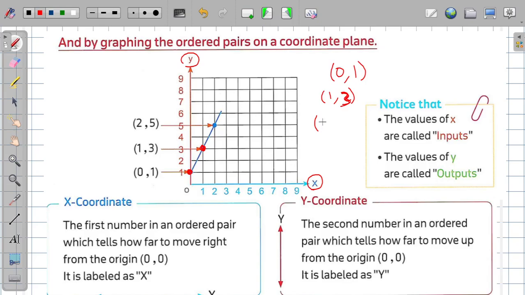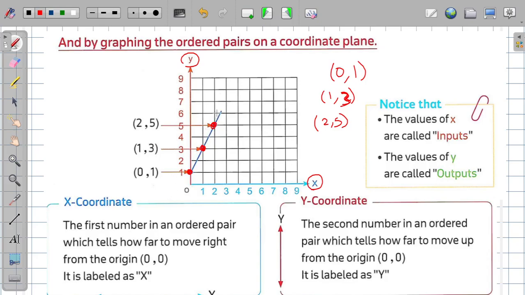The third ordered pair here is 2 and 5. So I will go right to 2, and I will go up to 5. So I will stop here. So the third ordered pair, or the third point, is here. Okay, and after that I will draw one line between the 3 points like this.